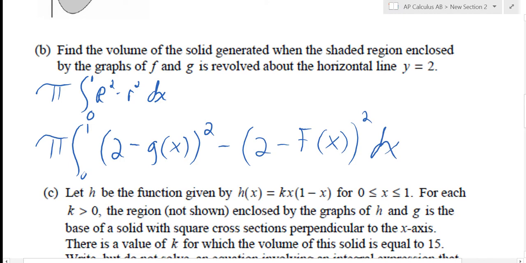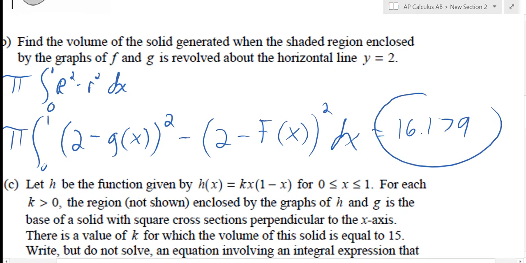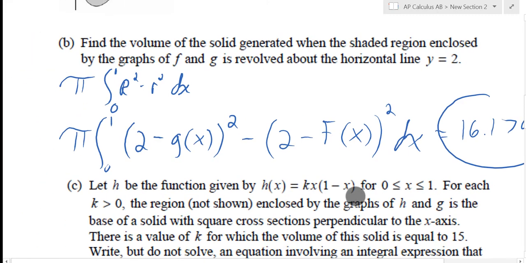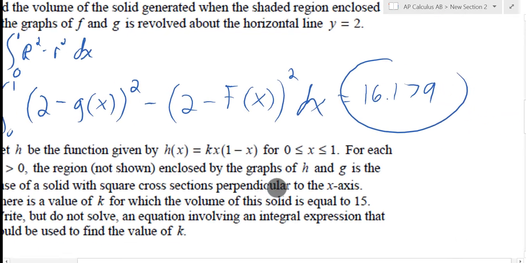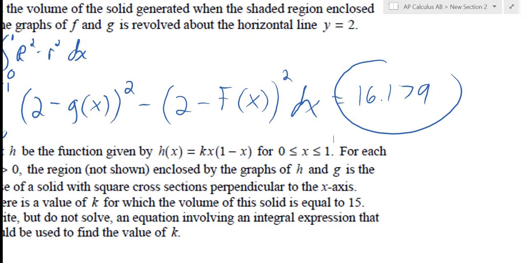What do we get for this? What do you got, Nick? 16.179. Anybody else get that? Okay. Don't forget, this is not an all-the-time mistake, but sometimes students make this mistake. Don't forget to multiply that pi in there. Sometimes kids just do the integral and forget to multiply it by pi. Okay? So that's the answer.